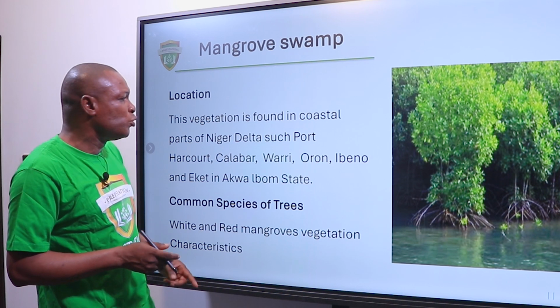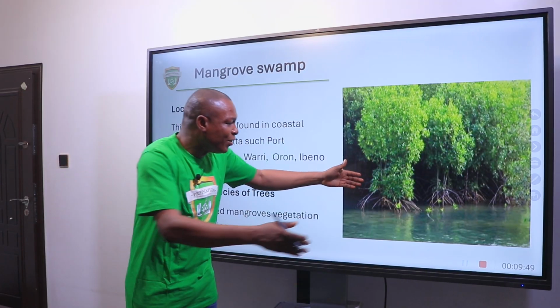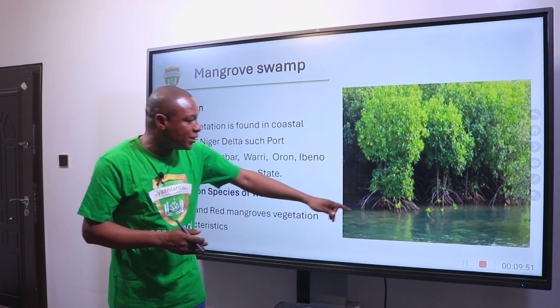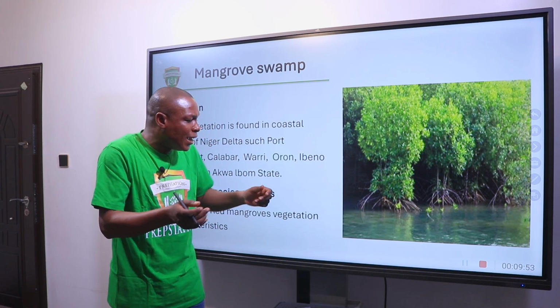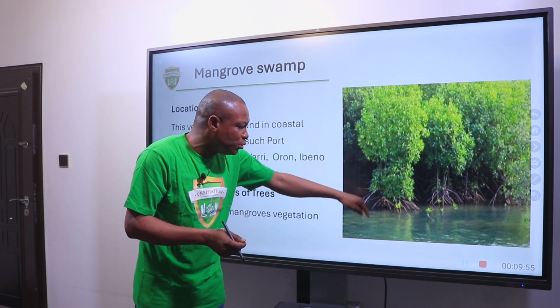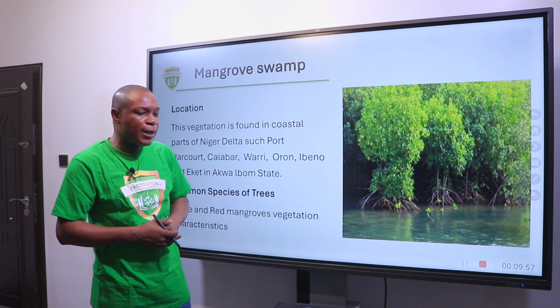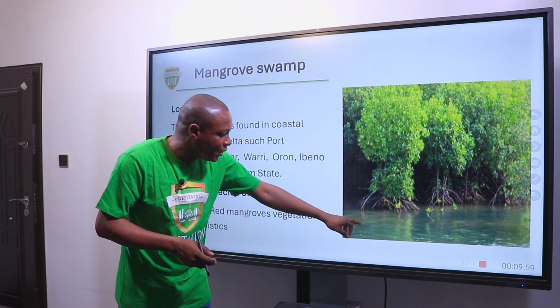I'll go back to the picture. You can see how they are clustered together. You can see the buttress roots, they are tangled, and you can see the buttress roots jutting into the saline water here.